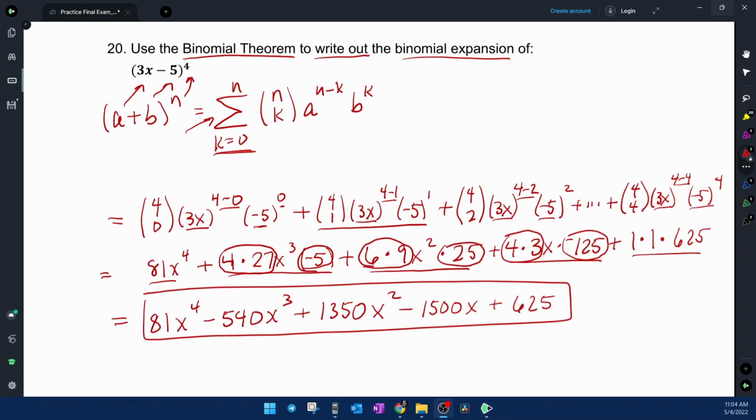And that's going to do it for this particular problem, and that finishes up our final exam review.